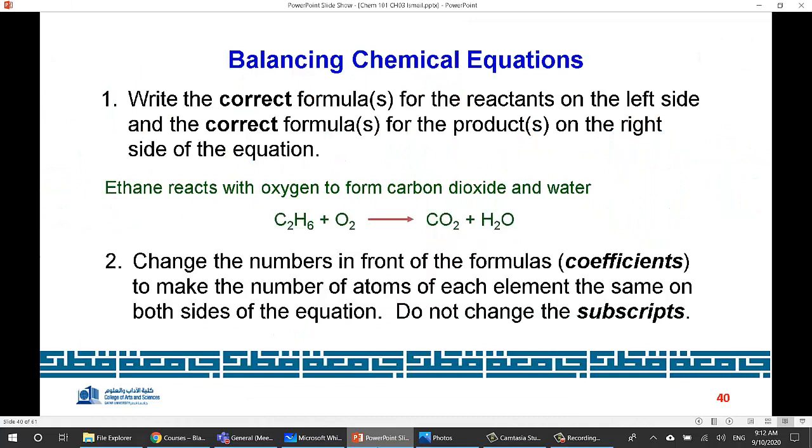When you want to balance chemical equations, you want to write the correct formula for the reactants on the left side and the correct formula for the products on the right side. So that's why we taught you in chapter 2 how to name things. For example, when I say lithium chloride, you say LiCl, not LiCl2, for example, or anything else. And then you put all the reactants to the left and all the products to the right, and then you change the numbers in the front of the formulas. We call them the coefficients.